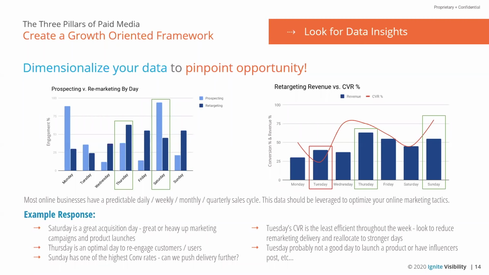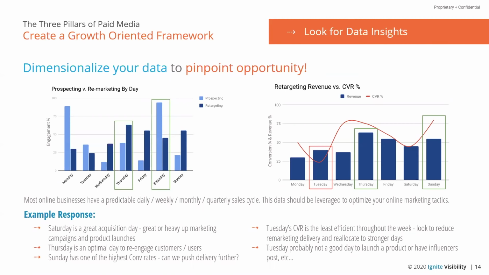Prospecting, represented by the light blue bars, illustrates that Monday and Saturday are great days for new acquisition, while Thursday, by the dark blue bar, appears to be a great day, or an optimal day, to retarget. This exercise also highlights days where specific audience segments perform poorly, and therefore you can adjust those strategic tactics accordingly.